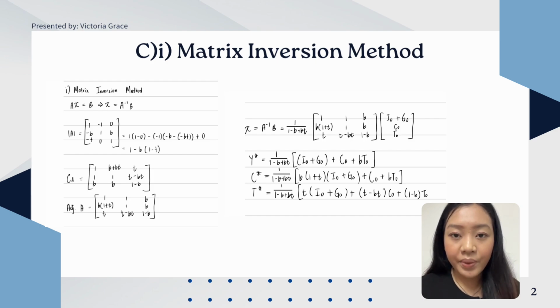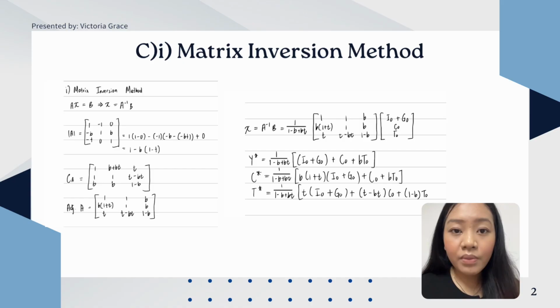Next, vector B is defined as a column vector consisting of I0 plus G0, C0, and T0. We then multiply A inverse by B to obtain the solution vector X. This gives us the equilibrium values of income, consumption, and taxes.